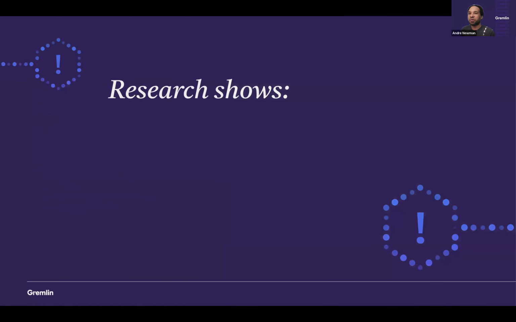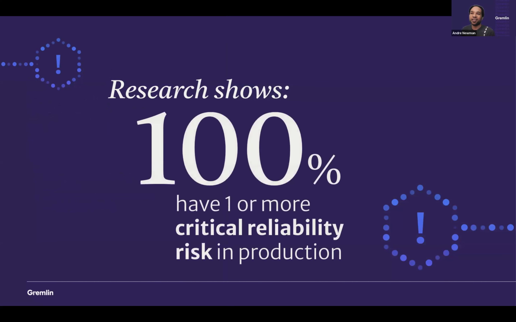So like I mentioned earlier, we work with a lot of household names, a lot of really big names, and working with these companies means we're in a really good place to get insight into their reliability posture. And some of the things we found during this research is that every single organization had one or more critical reliability risks in their production environments.